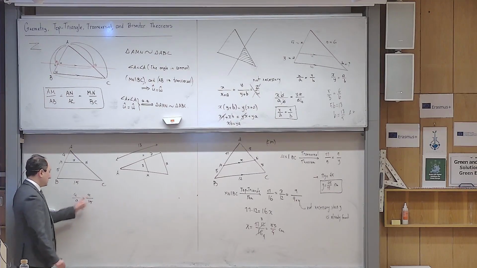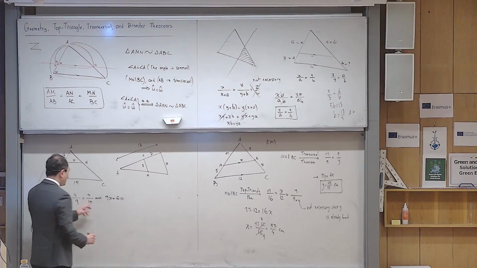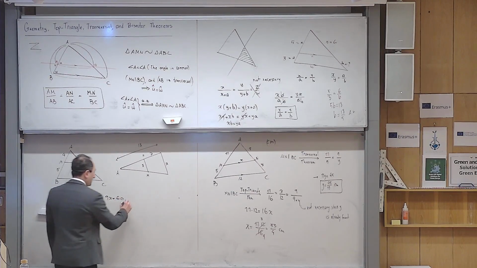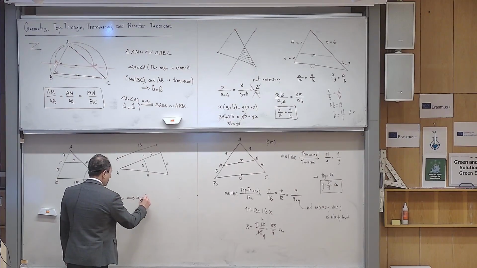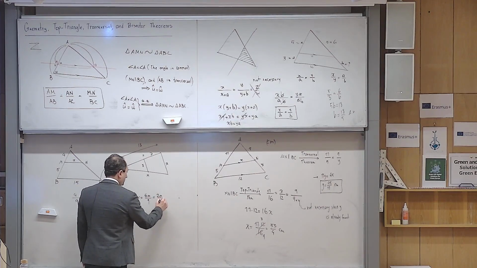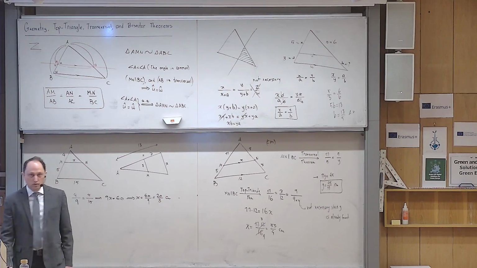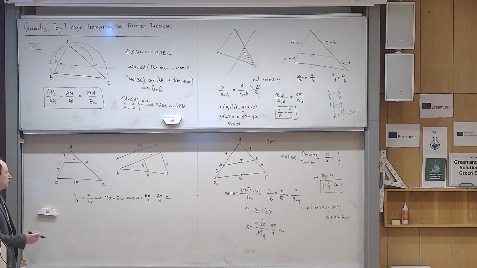And then 9 times x is 60, because 4 times 15 is 60. And then x is 60 over 9. I simplify it by 3, 20 over 3, and you don't even need the calculator, just write it like that. So 20 over 3, if you want, of course, you can put it as 6 point something, approximately. But that's the exact value.